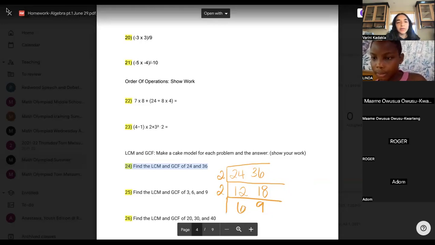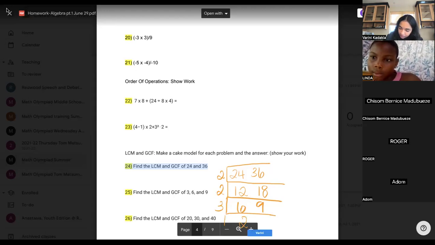What should we take out now? What is a common factor between 6 and 9? 3. Yeah, so let's take out 3. Now we're left with 2 and 3. There are no common factors between 2 and 3 anymore. So now we can calculate our LCM and GCF.